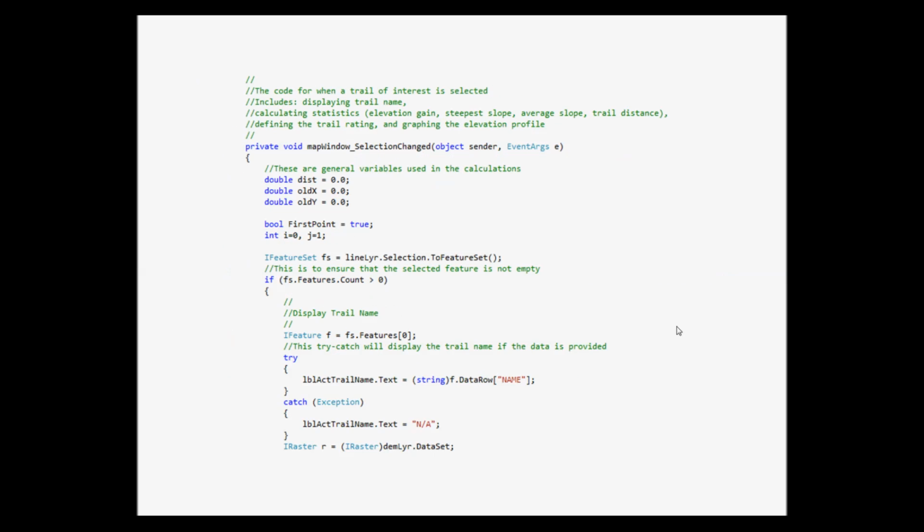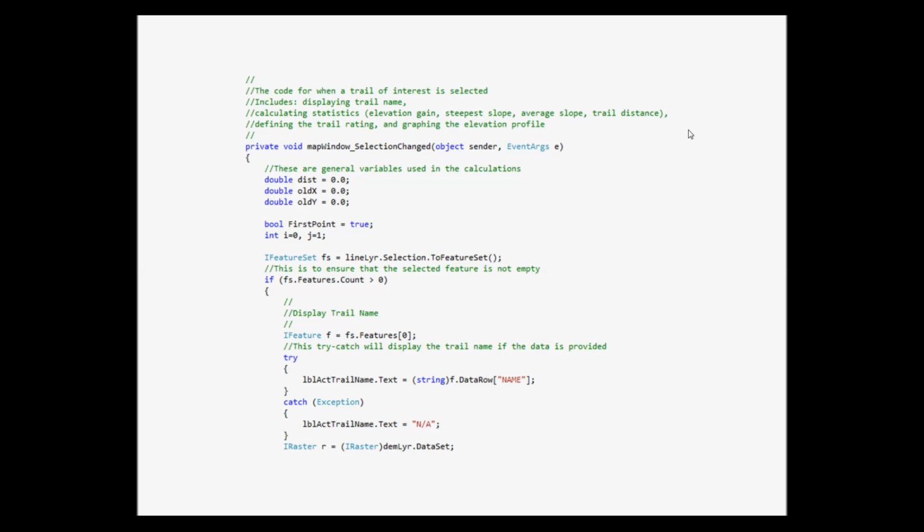All right, thanks, Jaycee. So, as she said, once you've either digitized your own line or use the import shapefile button to import a trail that you have created somewhere else, you can then perform an analysis on the trail.